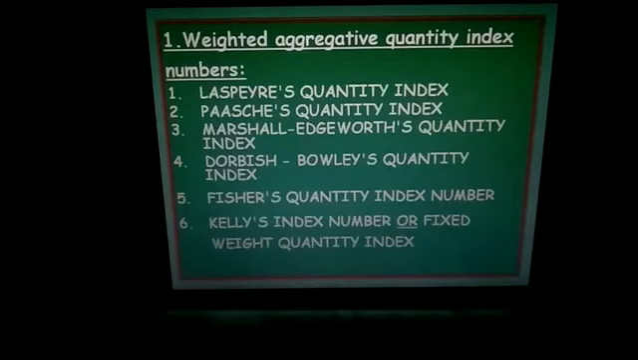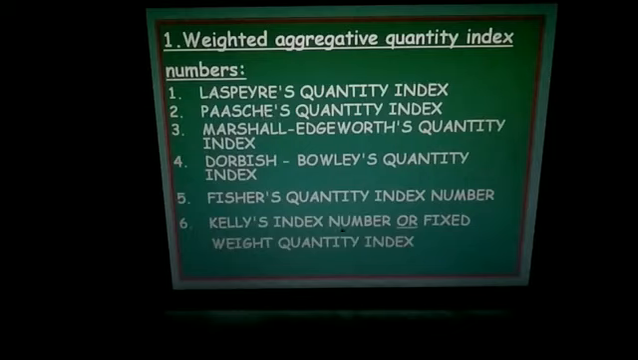And after that, Drobish-Bowley's, what is it? It's the arithmetic mean of the first two index numbers, that is, arithmetic mean of last year's and purchase. And after that, Fisher's index number or Fisher's quantity index number. That is the geometric mean of the first two, last year's and purchase.